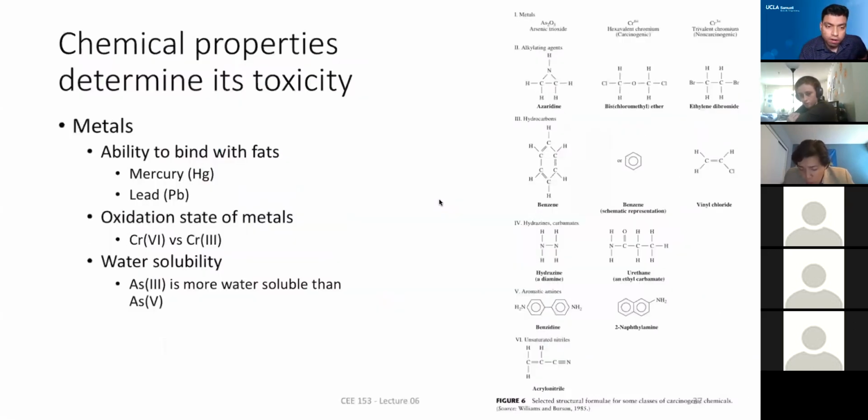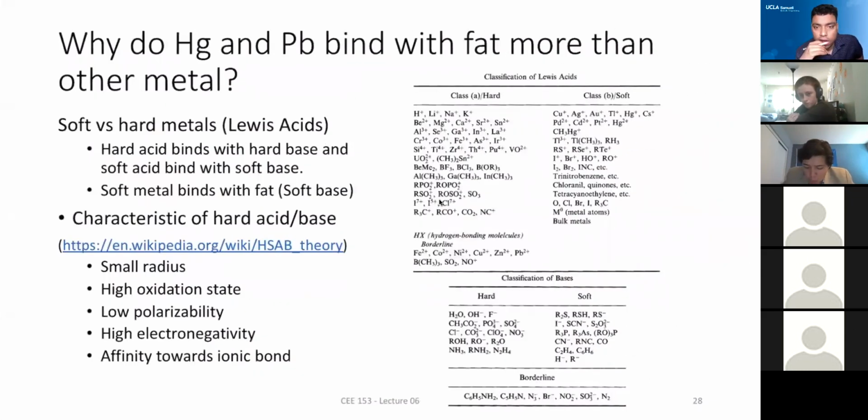Same thing, there are lots of examples like the one I gave you. These are all just to show why mercury and lead bind with fat more than other metals. It's all about the binding constant, what they react with. So for instance, if you see here, they divide into hard versus soft metals. If you think of lead, let's look for lead, which is Pb. So this is palladium. Let's see, where is lead?